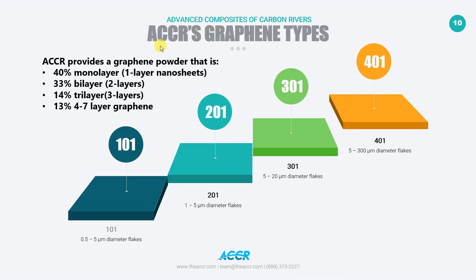Our graphene is available in 4 different types based upon the diameter of the flakes. You'll want different diameters for different material application. We currently are able to produce greater than 120 tons of graphene per month, making it viable for any commercial application.